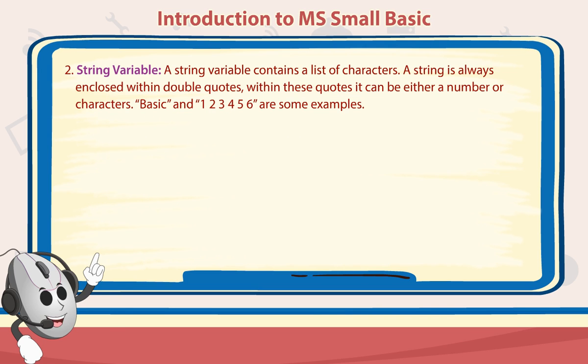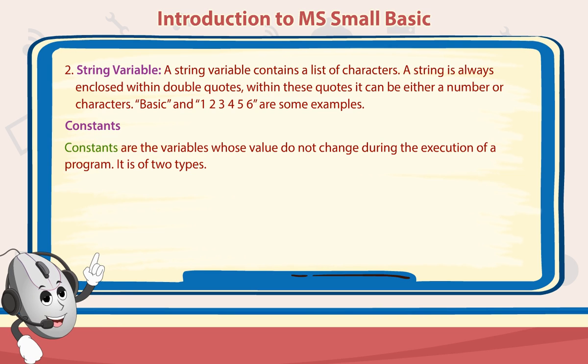2. String variable. A string variable contains a list of characters. A string is always enclosed within double quotes. Within these quotes, it can be either a number or characters. "Basic" and "123456" are some examples.